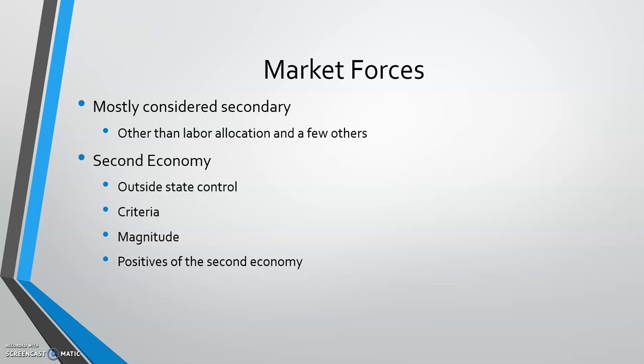While it's difficult to scope the magnitude of the second economy, some studies say up to 20 to 25% of the transactions were illegal. And there are actually some positives to this, such as helping preserve incentives for the people and reducing some of the inflationary pressures.